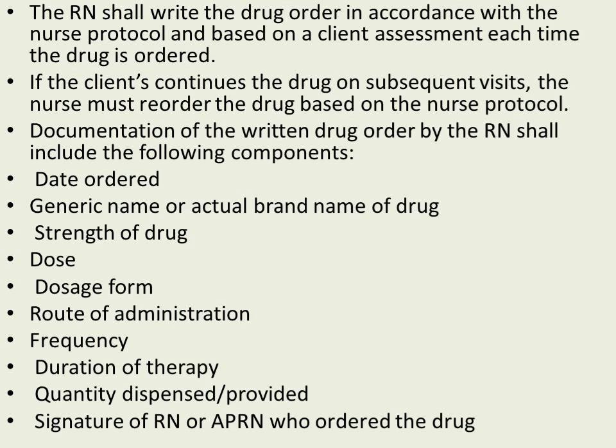Documentation of the written drug order by the RN shall include the following components: the date ordered, generic name or actual brand name of the drug, strength of the drug, dose, dosage, route of administration, frequency, duration of therapy, quantity dispensed, and signature of the RN or APRN.